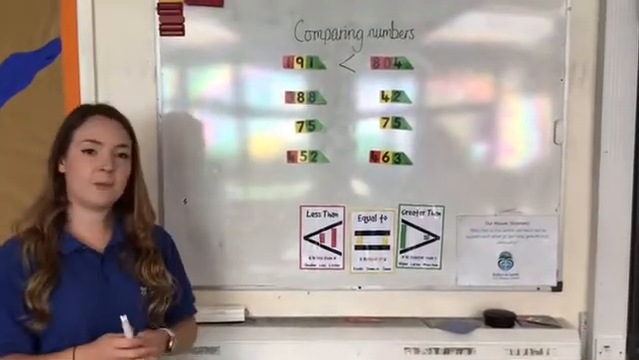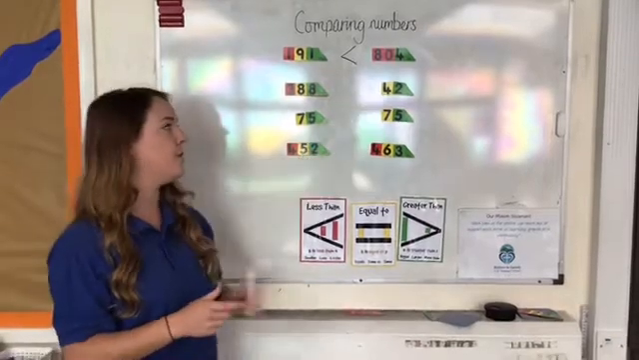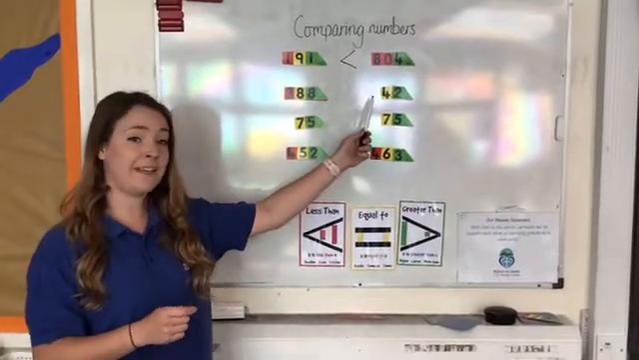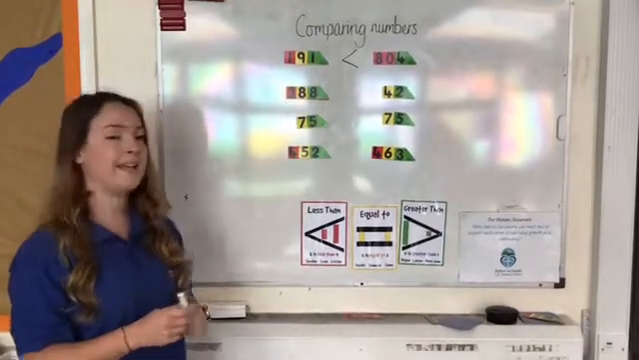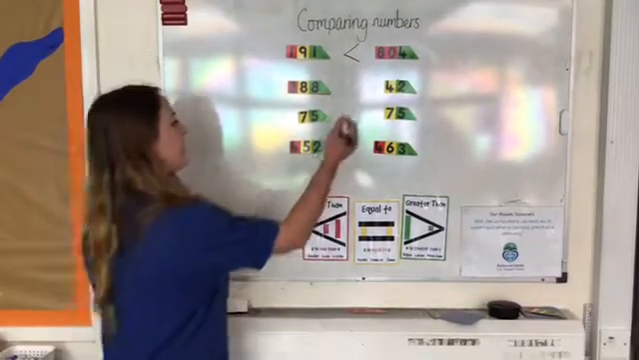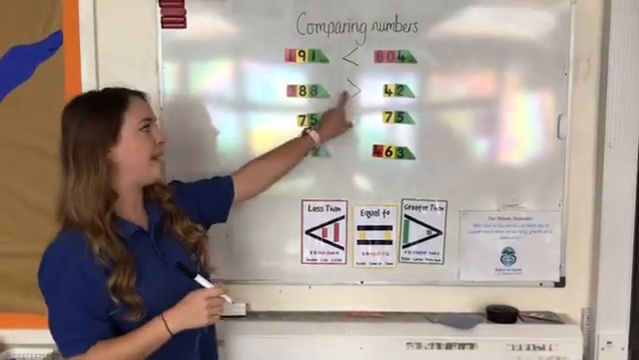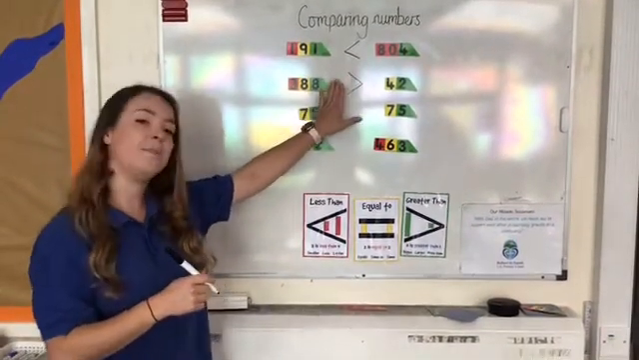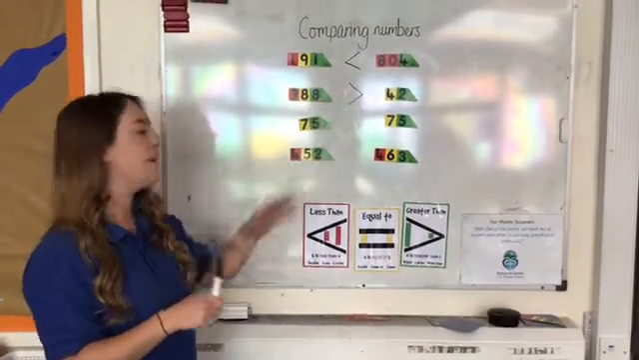Here you can see the symbol is pointing towards the greater number. Now for the next one, we've got 388 and 42. Now 42 doesn't have any hundreds, so straight away we can see that the 388 is greater than the 42. So this time the symbol would face that way. Again, the wider part of the symbol is pointing towards the largest number.